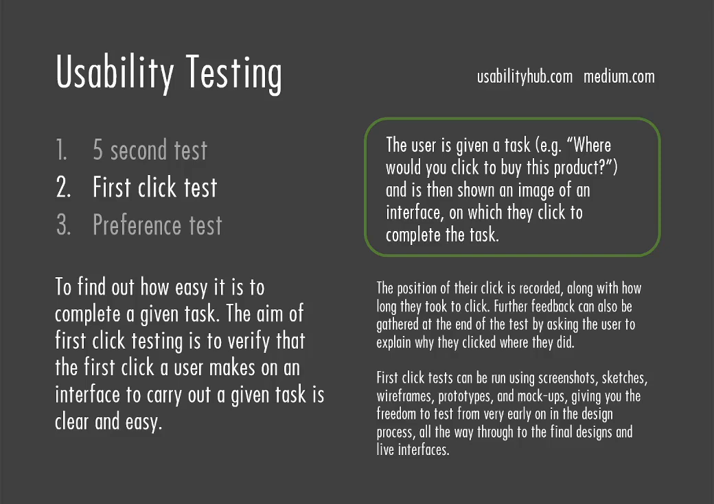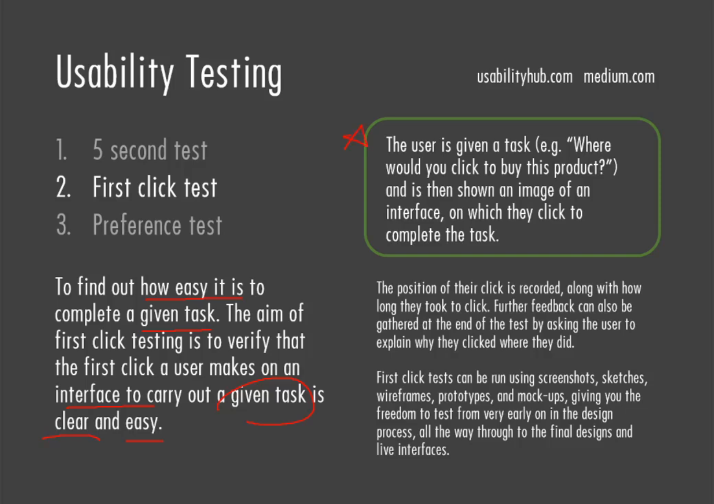Okay, now the second one, first click test. This test is to find out how easy it is to complete a given task. The aim of this first click testing is to verify that the first click a user makes on an interface to carry out a given task is clear and easy. Okay, the user, me, is given a task on your design to do something. Okay? And the user is given a task.